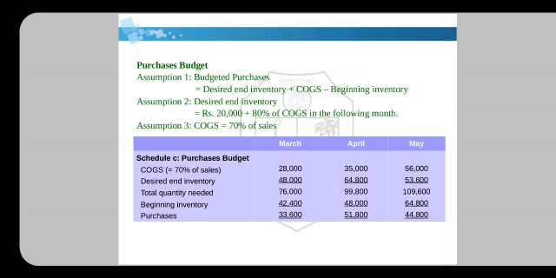Now purchase is calculated as desired end inventory. Desired end inventory is 48,000 plus cost of goods sold, that is 28,000, minus beginning inventory, that is 42,400. So that will be 33,600. So putting all the values into assumption 1, you will get for April 51,800, and for May 44,800.